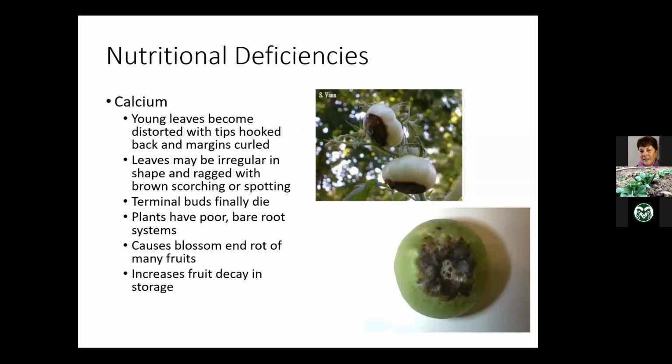Calcium deficiency often exhibits itself in our vegetable garden as blossom end rot.